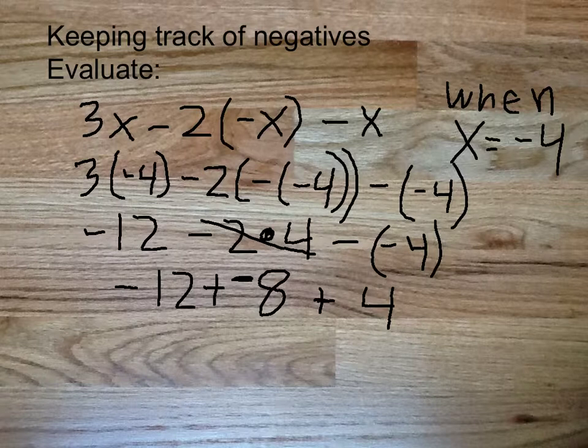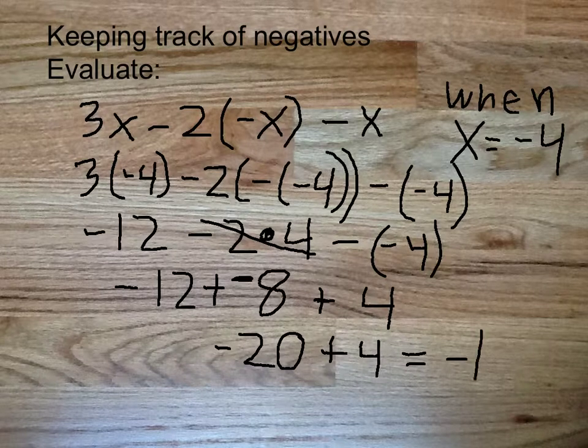Negative 12 plus negative 8. I'm adding two negatives, so it's going to get more negative. I have 12 negatives and 8 negatives. That gives me 20 negatives overall, so negative 20. Then I'm going to add 4. Adding 4 makes the number less negative, closer to 0. So negative 20 add 4 is going to give me negative 16.